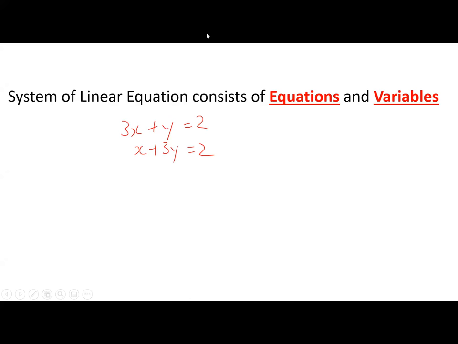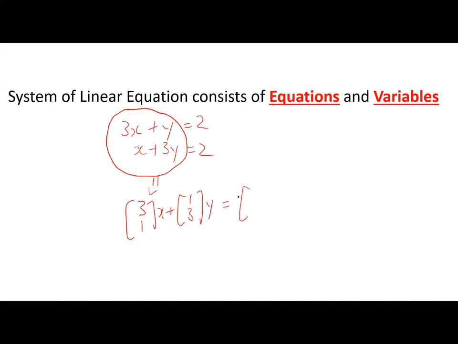But in linear algebra, we are not interested in this equation form. Rather, we are more interested in the vector form as follows. Consider the left-hand side part. We can write it as a vector (3, 1) multiplied by x plus a vector (1, 3) multiplied by y equals a desired vector (2, 2). And the left-hand side can be further simplified as a matrix multiplication, the matrix [3, 1; 1, 3] multiplied by (x, y) equals the desired vector (2, 2).